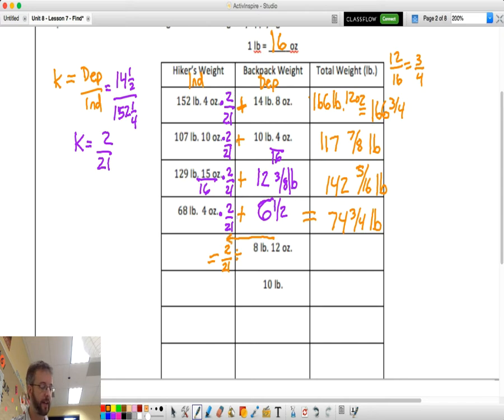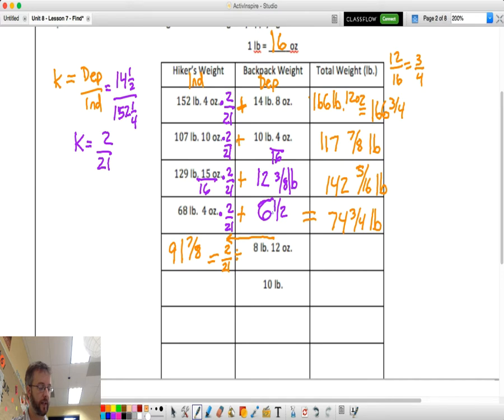What is 8 and 12/16 times 21/2? We should find that this hiker would weigh 91 and 7/8 pounds. If the hiker weighs 91 and 7/8 pounds, we can add 91 and 7/8 and 8 pounds and 12 ounces to find out their total weight of the two of them together.